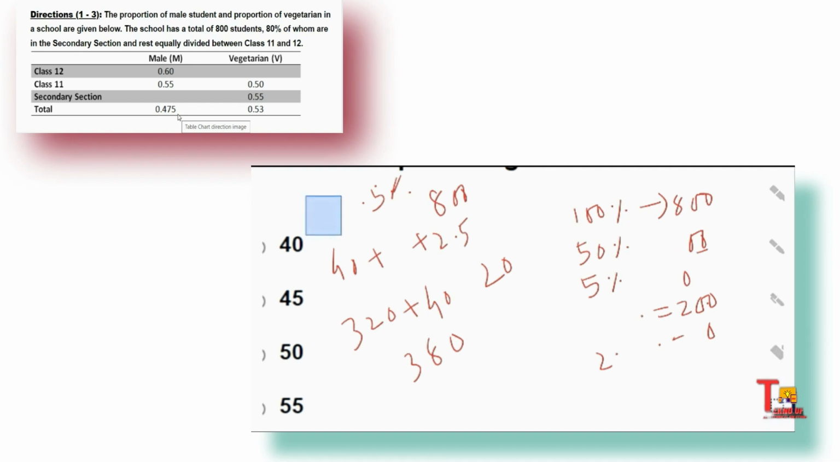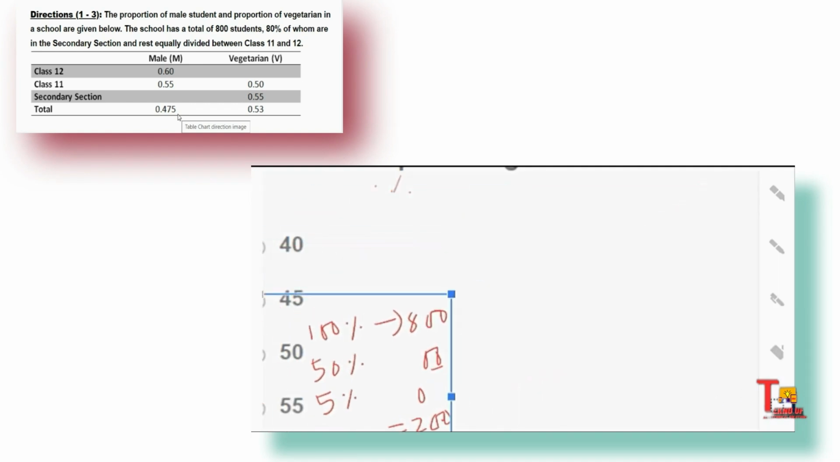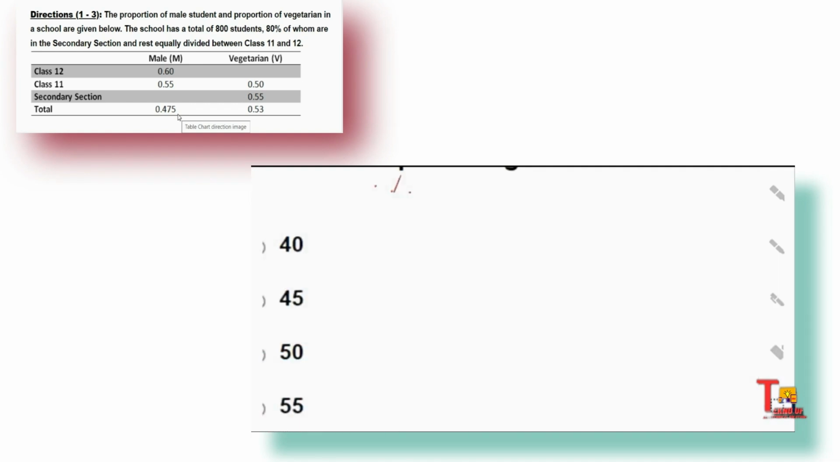I hope you noted all. If you didn't note it, then please pause or reverse back. So the total male present in that school is 380. And the number of males in class 12 is equal to 60% of 80, right? So 60% of 80 is 6 8s are 48.